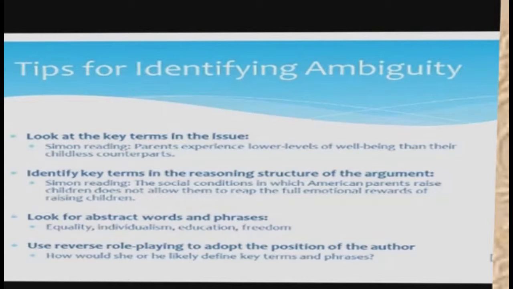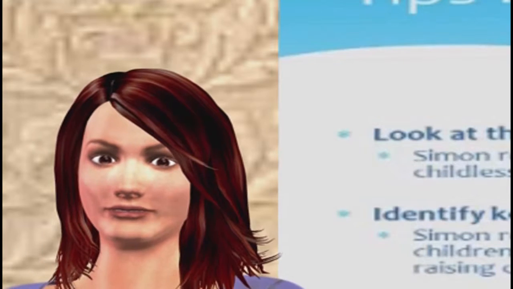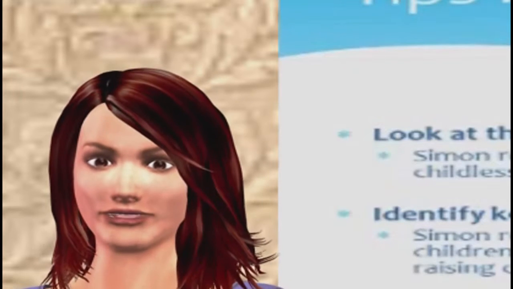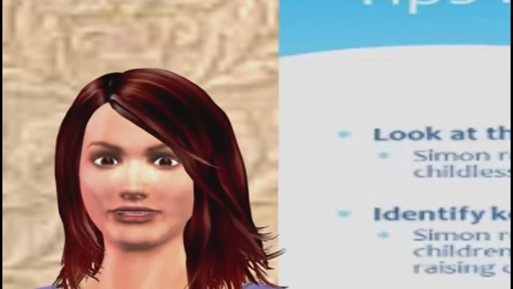Looking a little bit backwards towards last week's reading, remember we read the Simon reading, The Joys of Parenthood Reconsidered. I hope you enjoyed that. It's one of my favorites. And the issue she's talking about in that reading is that parents experience lower levels of well-being than their childless counterparts. Are there any ambiguous words in that?